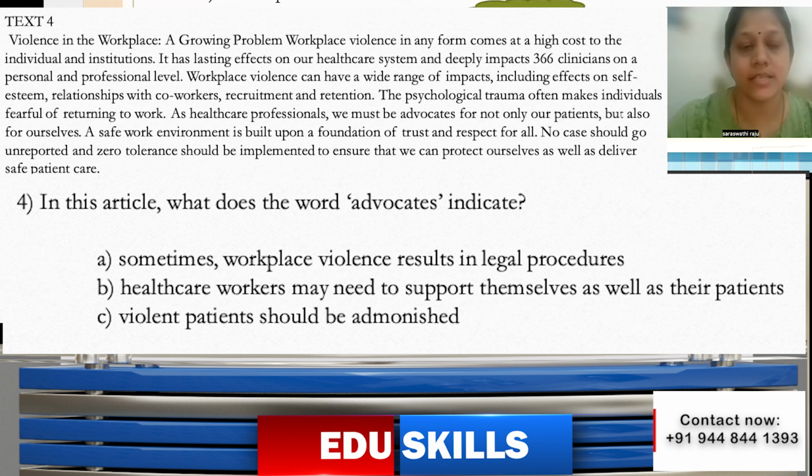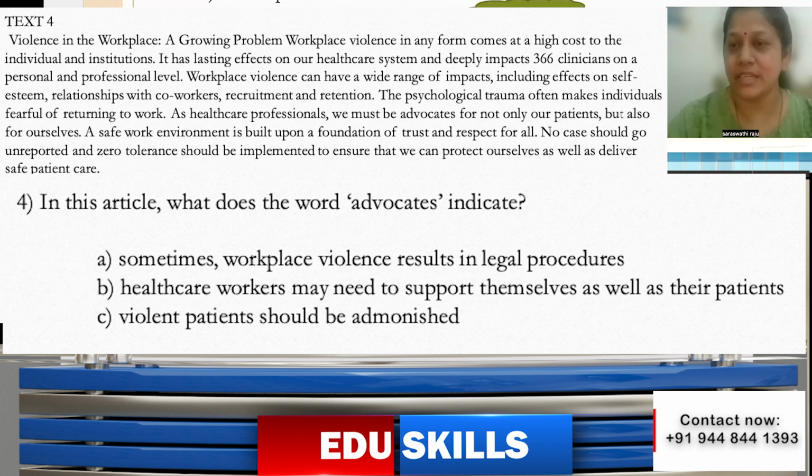Also, in this article, what does the word advocate indicate? Okay, this is our edging or keyword, advocates indicates. So we will see the answer options. Option A, sometimes workplace violence results in legal procedure. Option B, healthcare workers may need to support themselves as well as their patients. Option C, violent patients should be admonished.